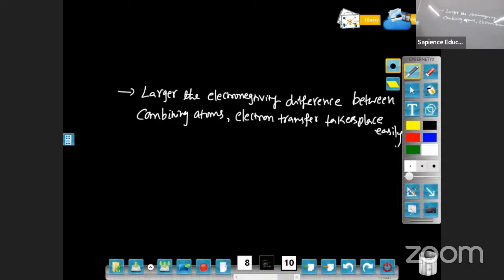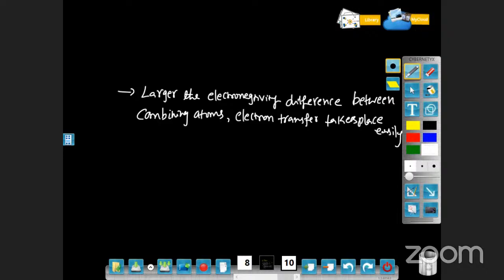Now I will write two compounds. You tell me which is the more ionic compound according to this point. If you wrote this point, read it once carefully and try to understand its meaning. To form an ionic compound, two atoms are required. Those two atoms are what we call the combining atoms. Fluorine has more electronegativity.